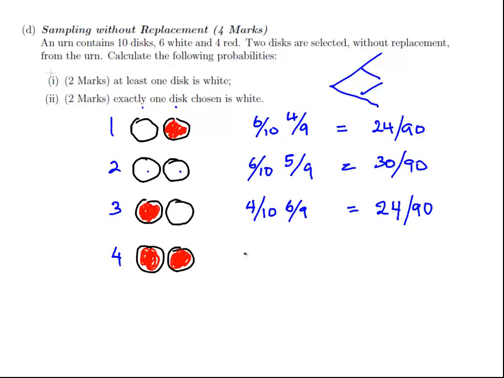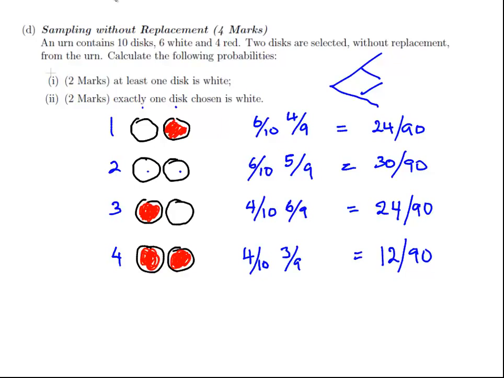2 reds. Well, in the first instance you have 4 out of 10. Take one out. What's the probability of selecting another one? 3 out of 9. And that is 12 out of 90. Those are the 4 possible outcomes, so this gives us very good coverage of what we need.